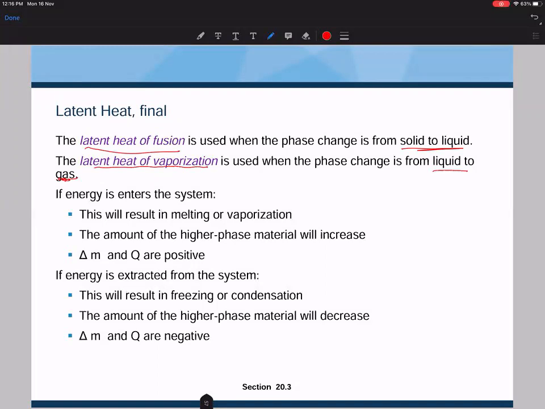So when the system, for example, is changing from solid into liquid, it gains latent heat of fusion. On the other hand, if the system is converting from liquid back into solid, it loses latent heat of fusion. That is the general idea. So if energy enters the system, the system either melts or vaporizes.